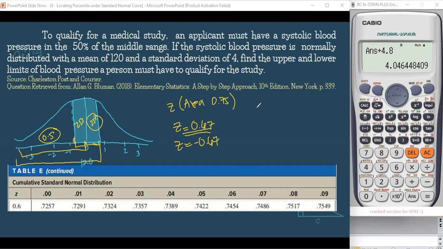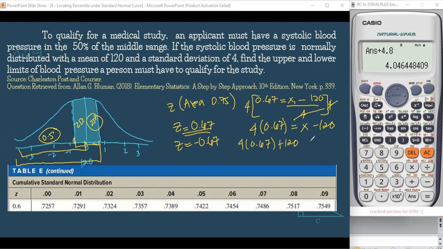Now, let's solve for the first lower limit. So, first, let's find for the upper limit. So, that is 0.67 is equal to the x value. The x value po natin is the unknown. Siya po yung hinahanap natin, the upper limit. So, lagyan natin x sub 1 minus the population mean of 120 all over the population standard deviation of 4. So, multiply both sides natin siya by 4. So that is 4 times 0.67 is equal to x minus 120. So since si 120 po nasa negative pag inilipat sa kabila, 4 times 0.67 plus 120 is equal to x.